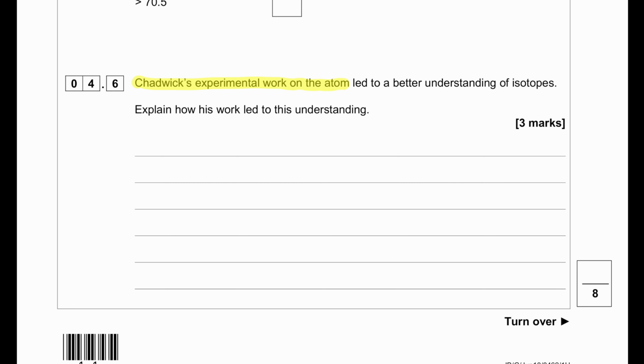Chadwick's experimental work on the atom led to a better understanding of isotopes. Explain how his work led to this understanding. So basically, Chadwick provided the evidence to show the existence of neutrons. This was necessary because isotopes have the same number of protons, but they have a different mass number. So they have a different number of neutrons.